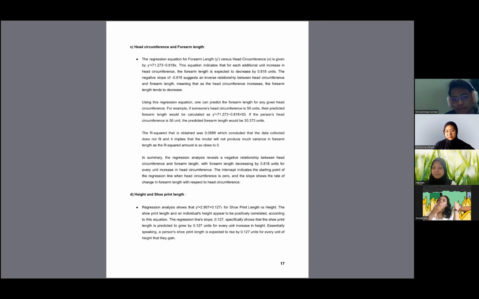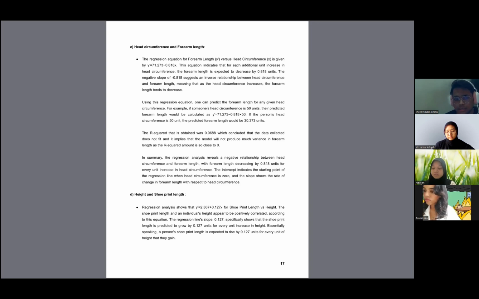Okay, and then going forward to the head circumference and forearm length. So the regression equation for forearm length versus head circumference is given by y is equal to 71.273 minus 0.818x. So the equation indicates that for each additional unit increase in head circumference, the forearm length is expected to decrease by 0.818 units. So the negative slope of negative 0.818 suggests an inverse relationship between head circumference and forearm length.